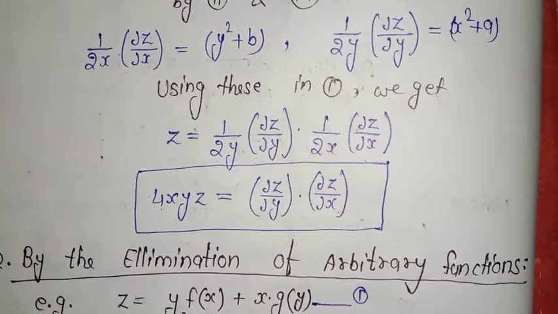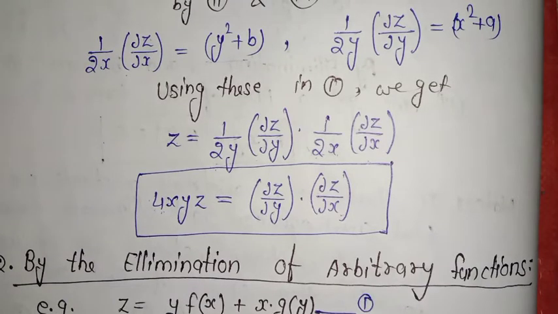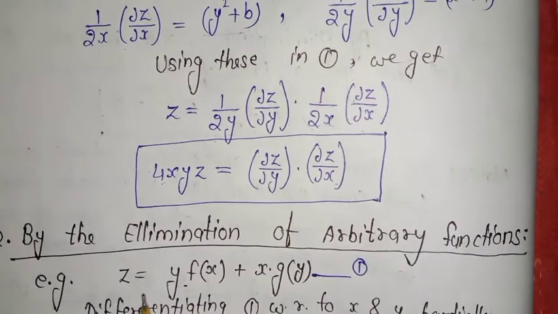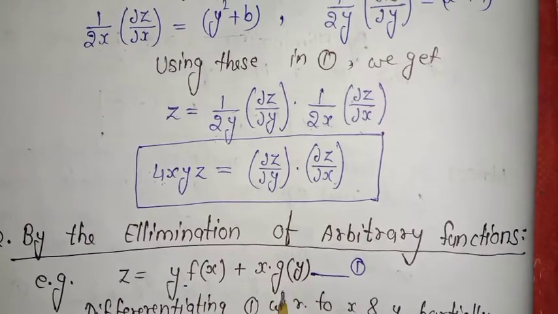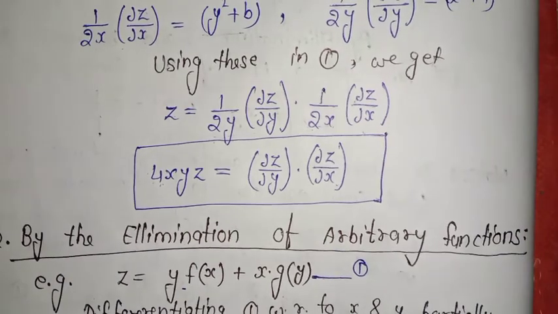I am not going to tell you about the method. I will take one example and explain the method with the example. So this is our example. Here you can see z is equal to y into f of x plus x into g of y. f of x and g of y are the arbitrary functions. We have to eliminate these functions in order to find the partial differential equation.